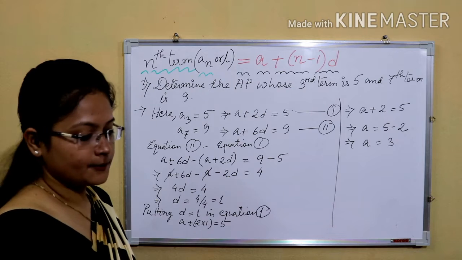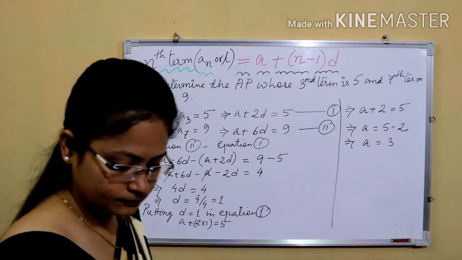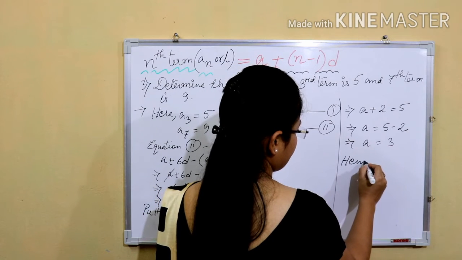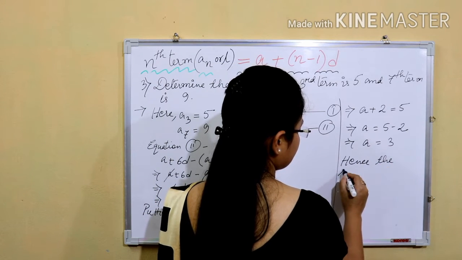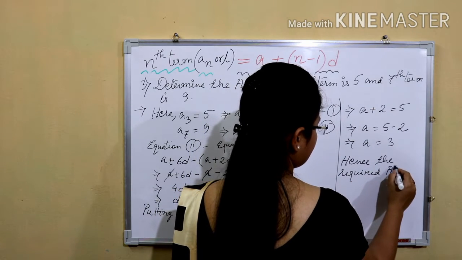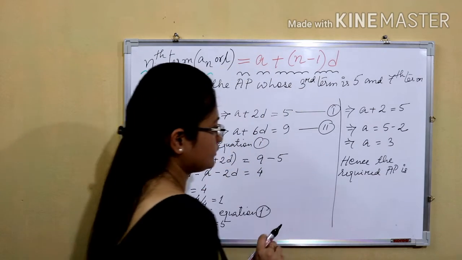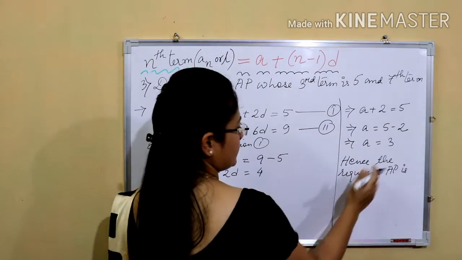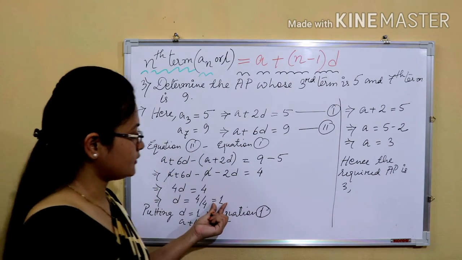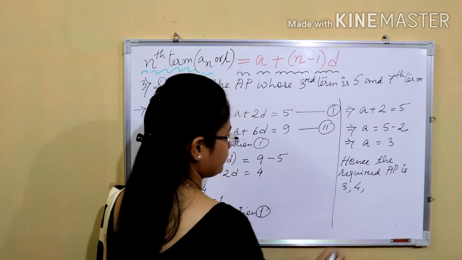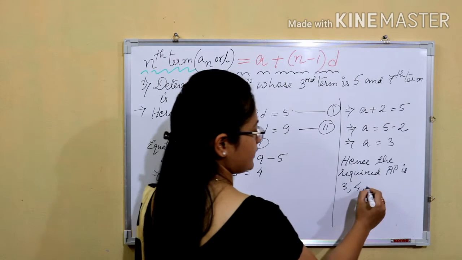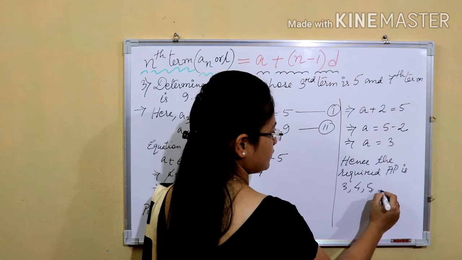So we can determine the AP now. Hence, the required AP is: the first term we got as 3, plus the common difference 1 will give us 4. Then the second term plus the common difference 1 will give us 5, and so on.